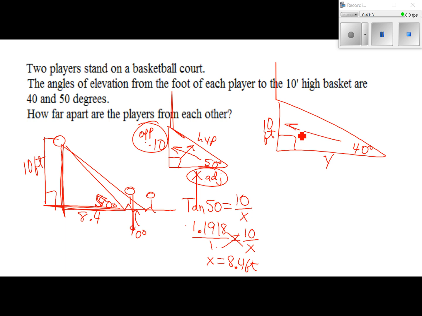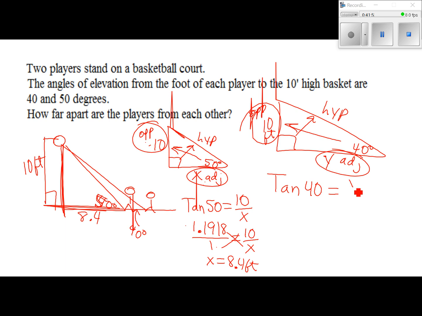That's your opposite. It's the exact same setup. That's your hypotenuse. This is your adjacent. They're dealing with those two. So it's a tangent. This time, instead of tangent of 50, it's tangent of 40 equals 10 over y.